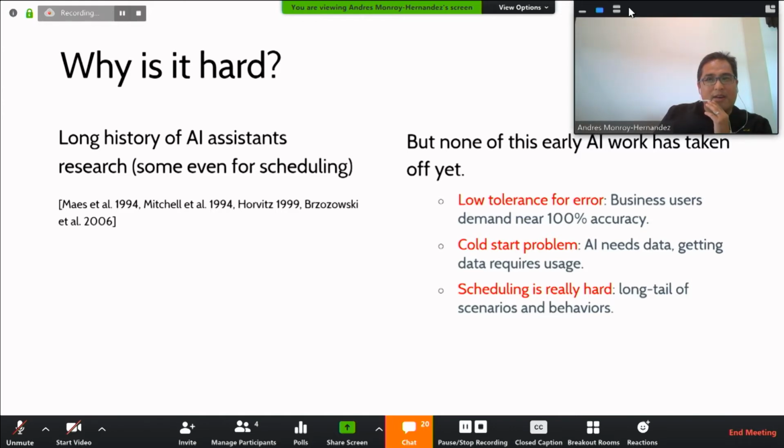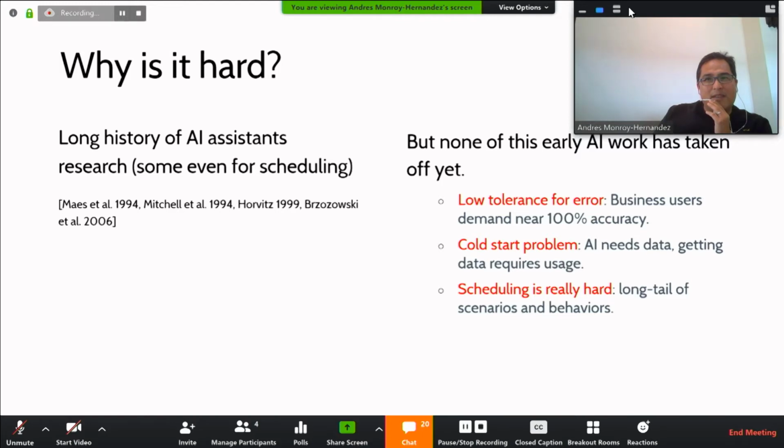We need really 100% or near 100% accuracy. Otherwise, you just discard this kind of bots. You probably have the experience of trying to tell Siri or Alexa something, and if it doesn't work the first time, even if it improves later, you'll never try again. It's just the kind of thing that you don't want to keep trying.